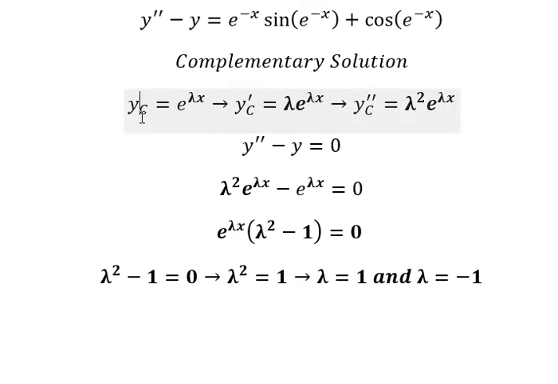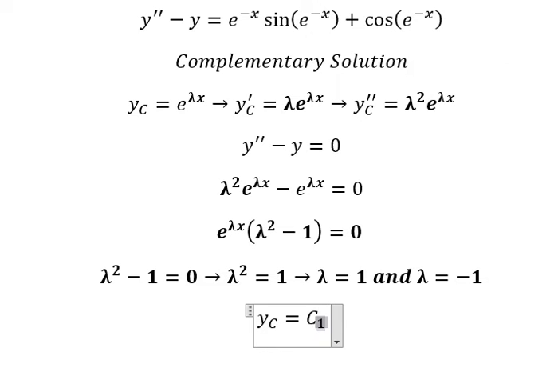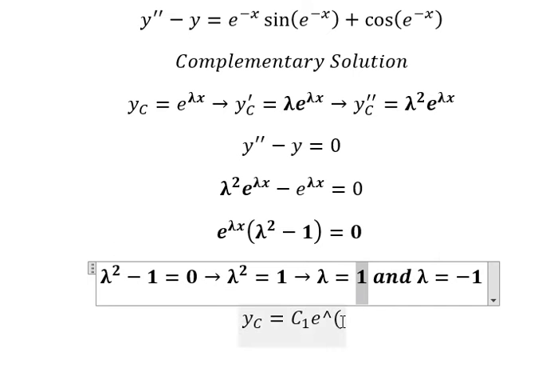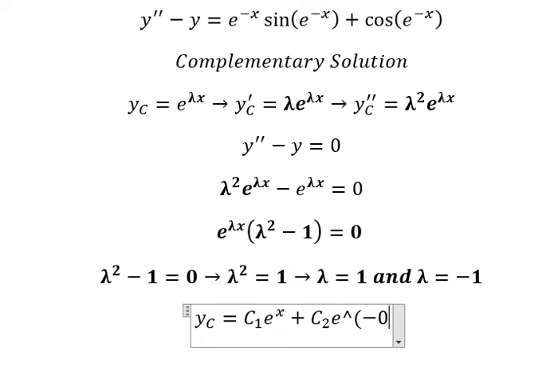So we have yc equals c1, the constant 1, times e to the power of lambda s. Now we change lambda into 1, so we can write s. And now we have c2 times e to the power of negative s.